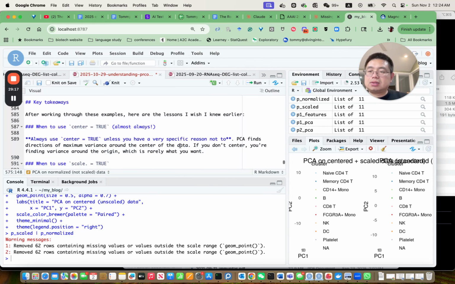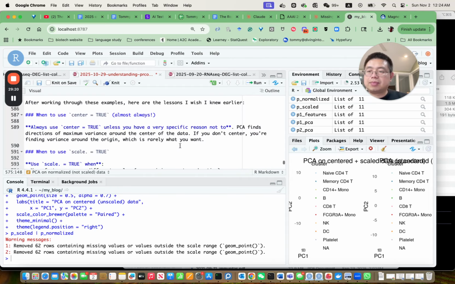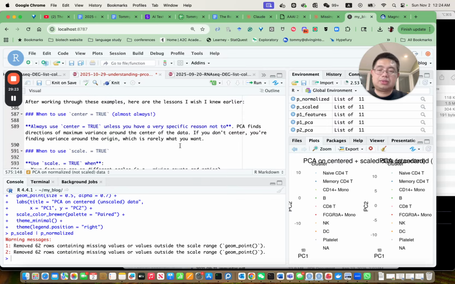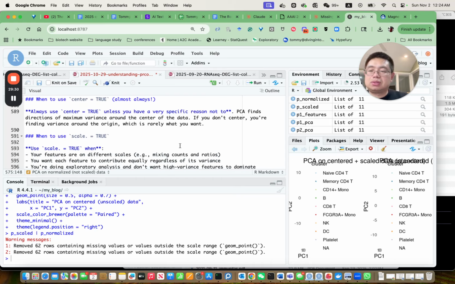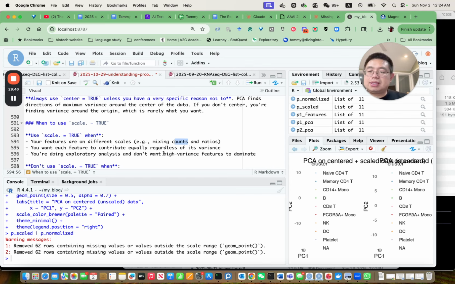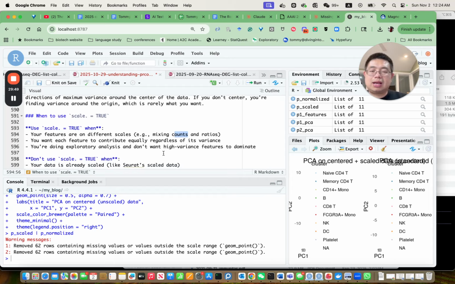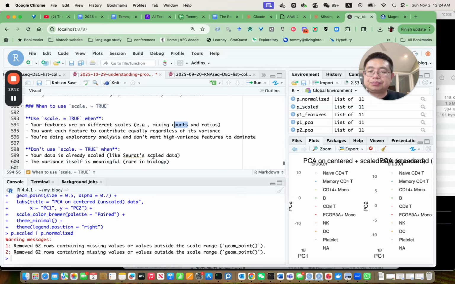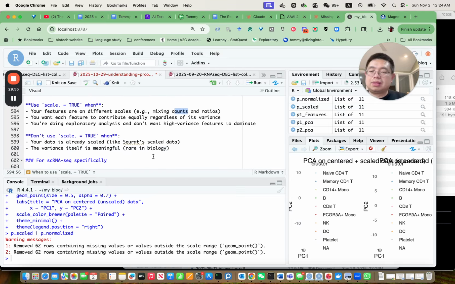So the key takeaways are here. When to use center equals true: you almost always want to center the data. And when to use scale equals true? When the features are on different scales, for example, mixing counts and ratios. Counts could be 1 to 1,000, but ratios will be like 0 to 1. The scales are very different. And if you want each feature to contribute equally regardless of its variance, you want scale equals true as well. Don't use scale equals true if the data is already scaled, like Seurat's scale data. If it's already scaled, you don't need to scale it again.